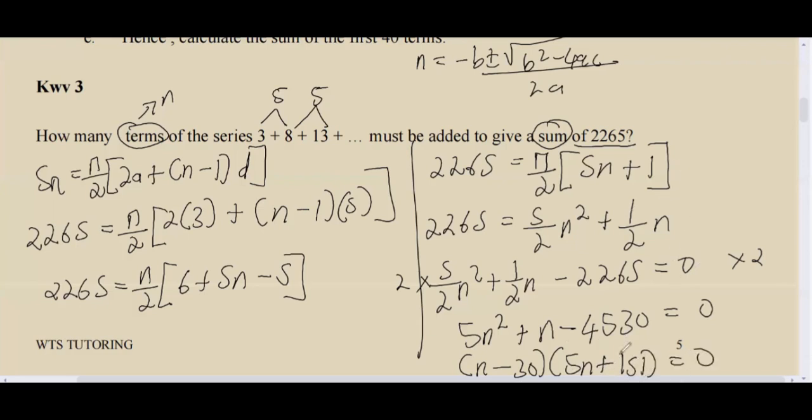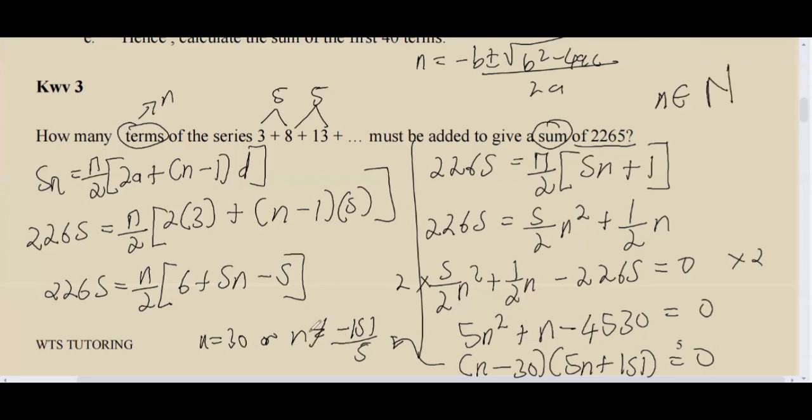So my values are n is equal to 30, or n is equal to negative 151 over 5. So if you were to punch it in your quadratic, then that means you'd have the answers like this, and you wouldn't have this factorized method here. Okay, so this is n is equal to 30, n is equal to negative 151 over 5. But then remember, with the conditions for n must always be an element of natural numbers, right?